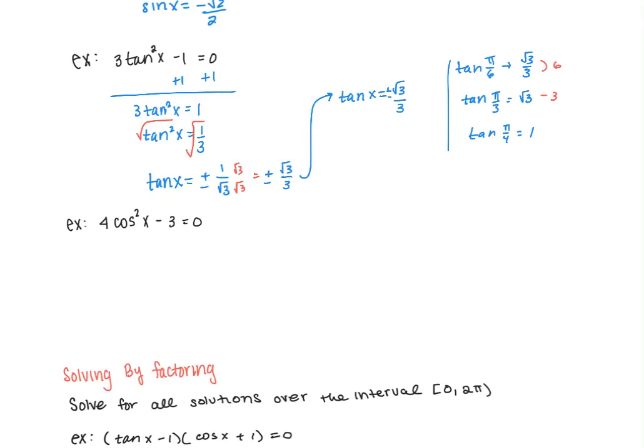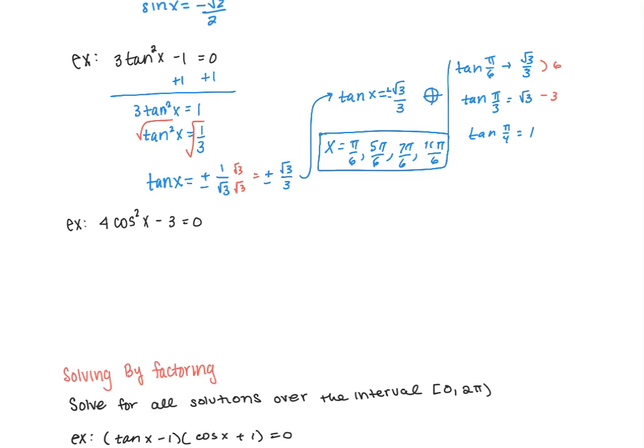Now, because of the plus or minus, that means we can be in all 4 quadrants. So you're actually going to have 4 answers for this. So root 3 over 3, that's all the pi over 6's. So we're going to say x equals pi over 6, 5 pi over 6, 7 pi over 6, and 11 pi over 6. And that's your answer right there.